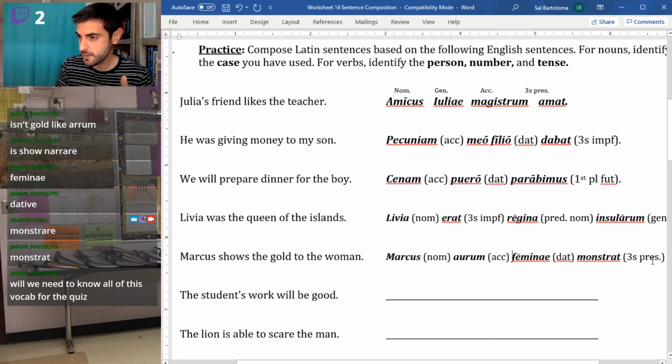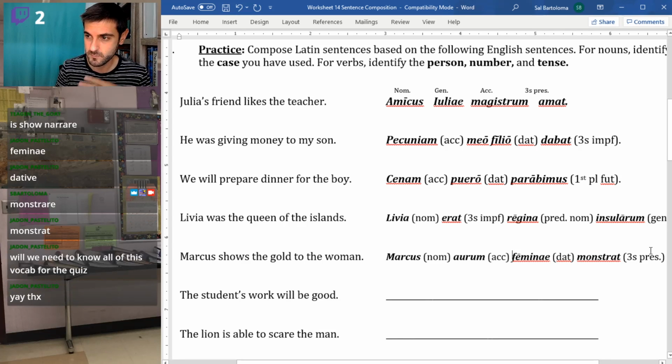We need to know the vocab for the quiz. You don't have to worry about the vocab. I'll give it to you. If I ever ask you to do something like this, I don't want vocabulary to get in the way, so I would give it to you. If I were asking you to read these stories or read sentences that had these words that you should know, then yeah, I would expect you to know it. But going the other way, I'll make sure that you have the vocabulary.